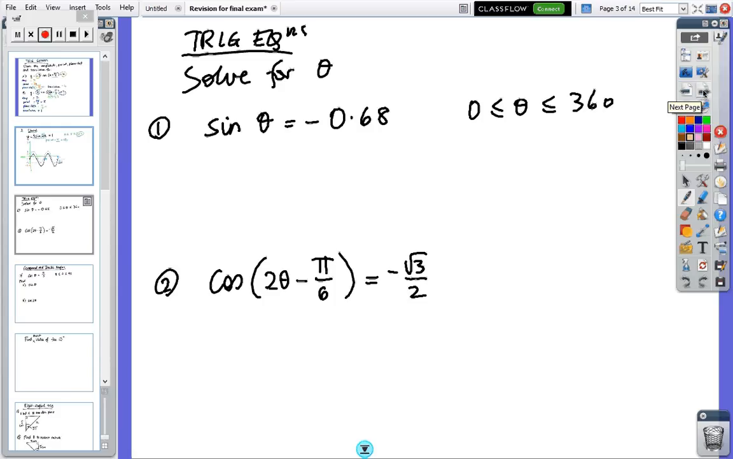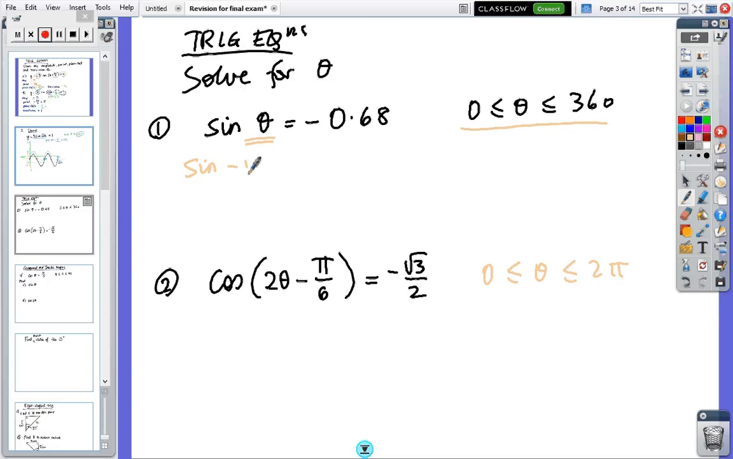Second one, 0 less than or equal to theta less than or equal to 2 pi. So you get some practice with radians and exact values. Okay, so this is your calculator. Make sure your calculator's in degree mode before you start, and when you're ready, have a go. Okay, so we've just got 1 theta, so we don't have to change that.